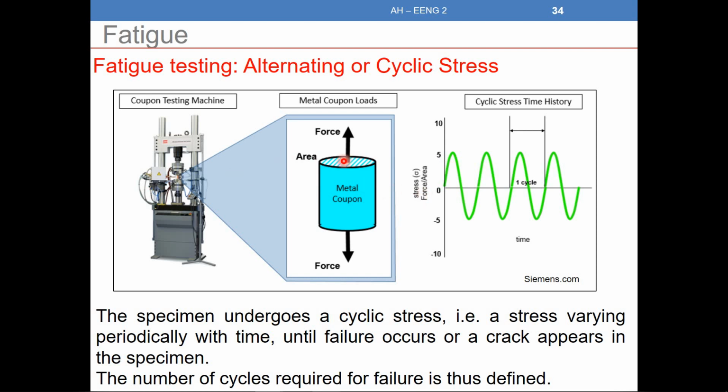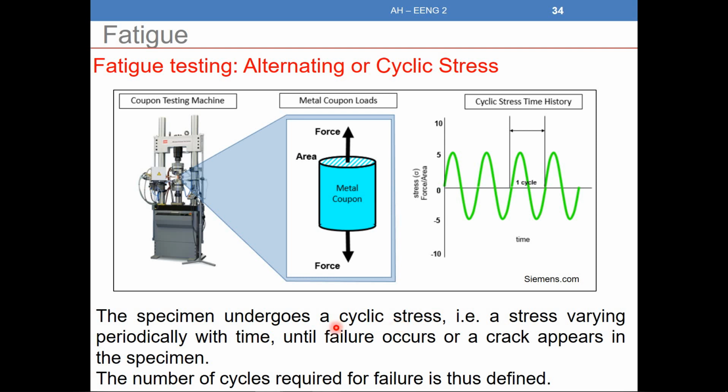And instead of applying the stress one time, I start to alternate, as you can see. So we change the stress. We increase the force, then we decrease it, then we increase it, decrease it, with time like this. So we have what we call alternative stress or periodic stress. So the specimen undergoes a cyclic stress, or alternative stress.